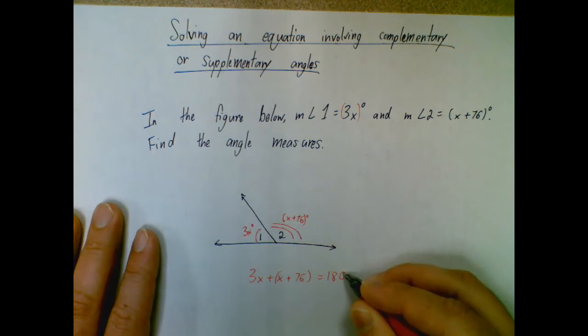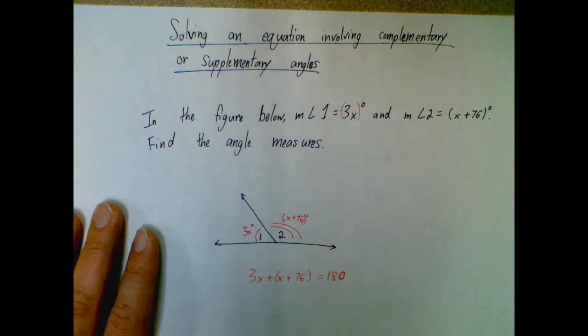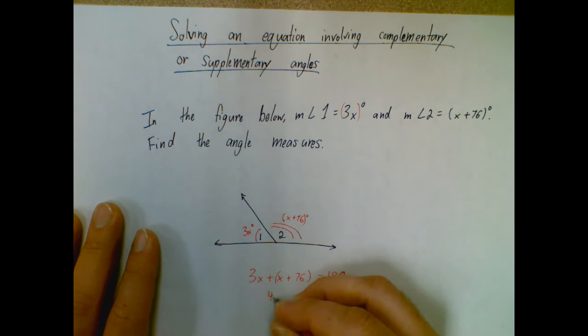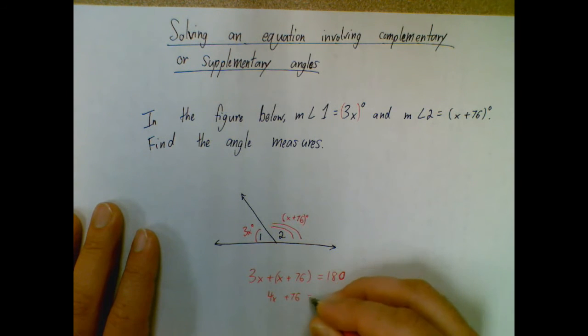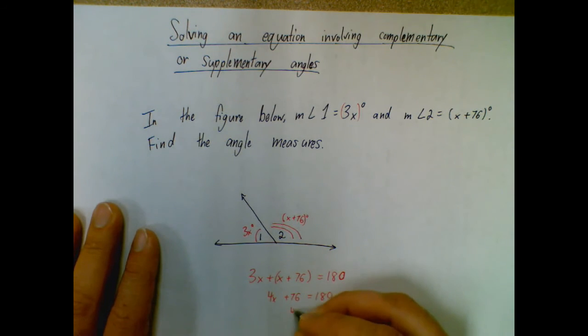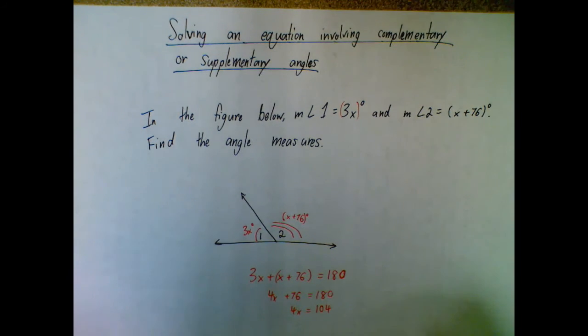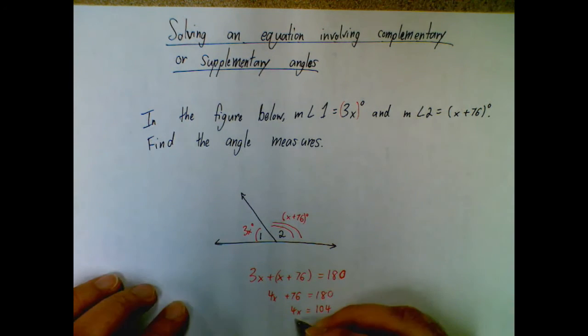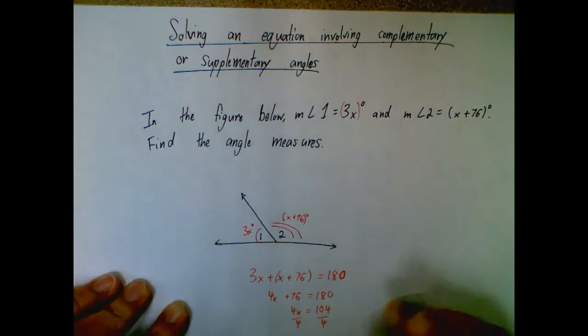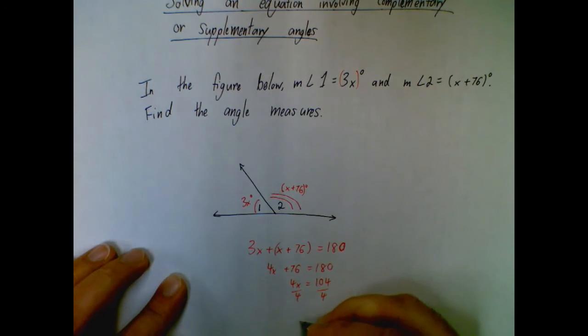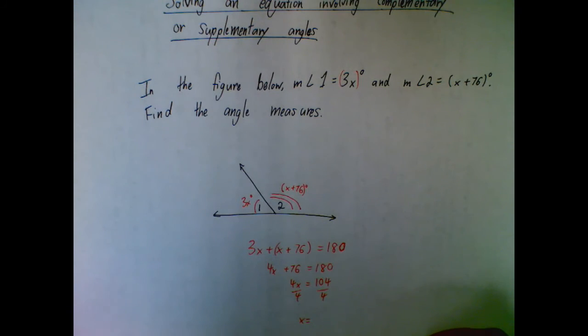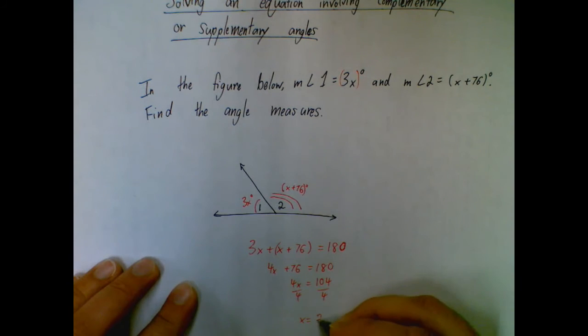And I'm going to go ahead and just leave the degrees off for a second because they're not really necessary for my equation itself. I just have to make sure I put them back in for my answers. All right, so solving this one, 3x plus x is 4x, plus 76 equals 180. Go ahead and subtract off that 76 and you end up with 104. All right, then I just need to divide by 4. So as hopefully you're seeing, this is pretty standard equation solving at this point. So dividing there, I end up with 26.